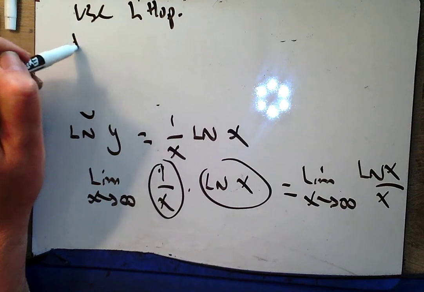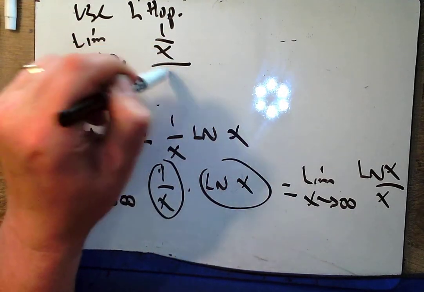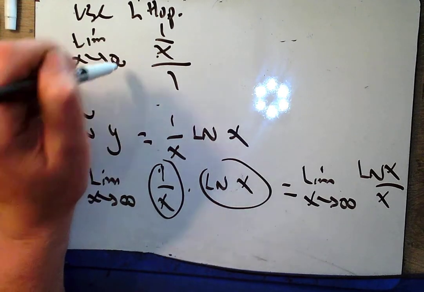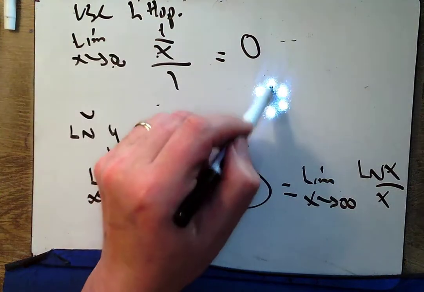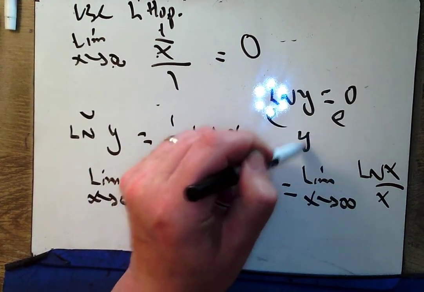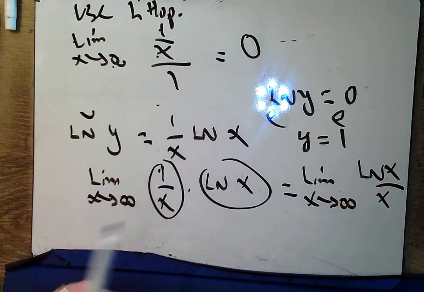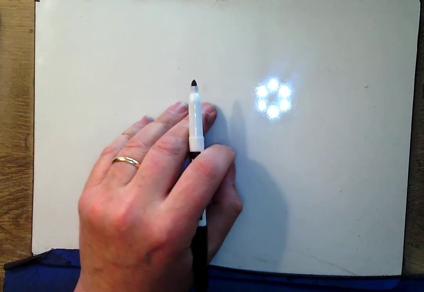And I now have the limit as x heads to infinity of 1 over x over 1. I plug in my infinity. 1 over infinity gives me 0. And again, remember, this is ln of y equals 0. So y equals 1. All right. That was station 12. Let's take a look at station 13.